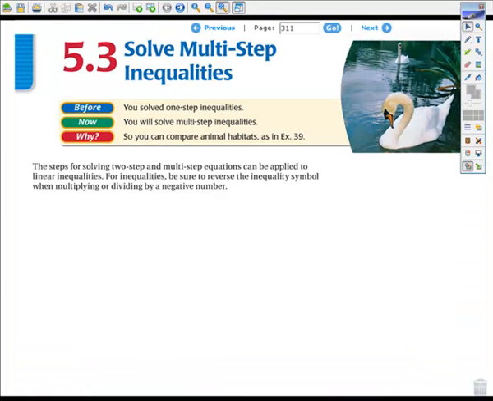Lesson 5.3 is solving multi-step inequalities. And when you have an inequality, you're going to have a greater than sign, a less than sign, a greater than or equal to, less than or equal to. So you might want to write on here that that's what these mean.